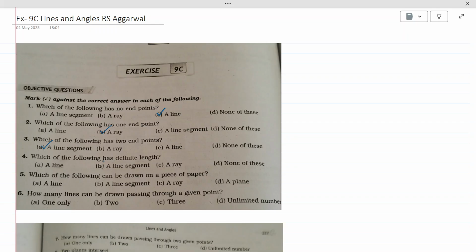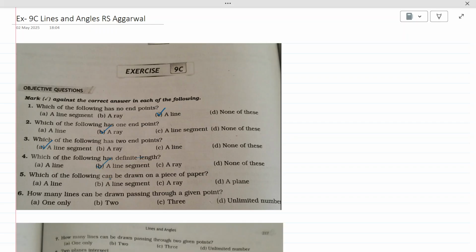Fourth is, which of the following has definite length? We know here that a line segment has fixed points and definite length. A line doesn't have definite length. A ray also doesn't have a definite length, because both of them are extended infinitely. A ray is extended to infinity in one direction, and a line in both directions. So our answer is a line segment, which has a definite length.